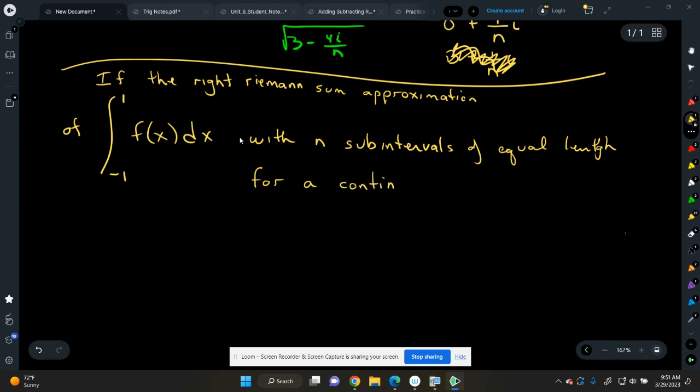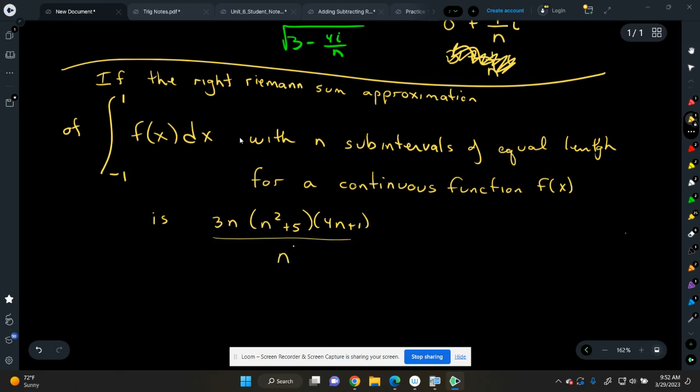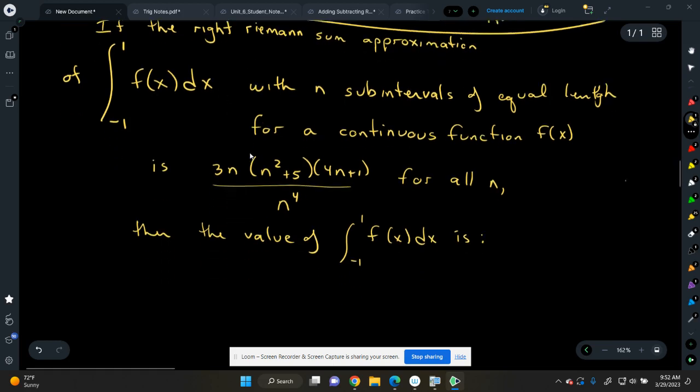Right, so it's giving you all sorts of important information. If it is 3n times n squared plus 5 times 4n plus 1 divided by n to the 4th for all n, then the value of the integral from negative 1 to 1 of f of x dx is: A is 3, B is 12, C is 54, D is 90. See if you can do that.